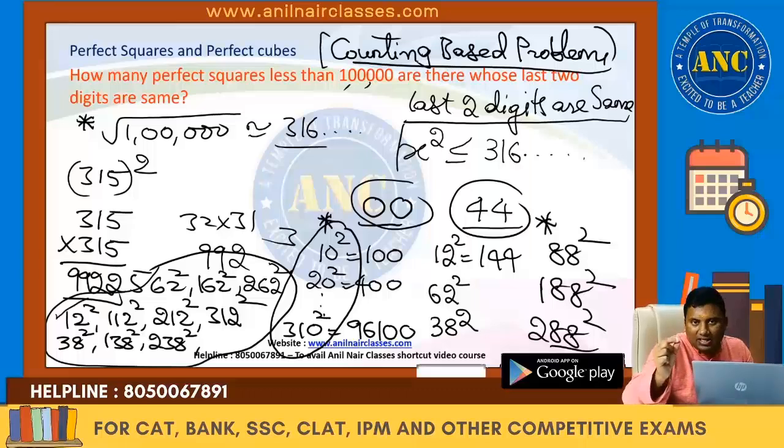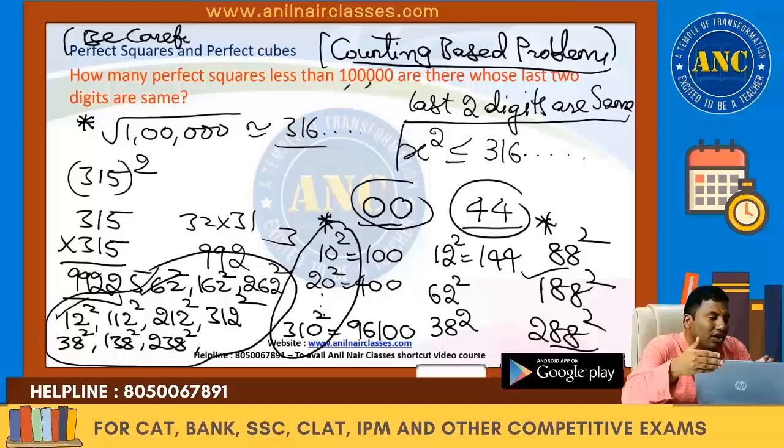12 we did it. 12 is the base. 50 minus 12, 38 we did it. 50 plus 12, 62 we did it. 100 minus 12, 88, we forgot to do it. So all these cases need to be counted. Be careful when you are solving this kind of questions. I hope the logic is clear.